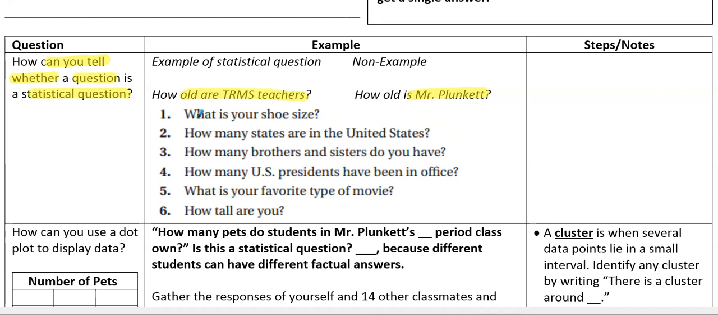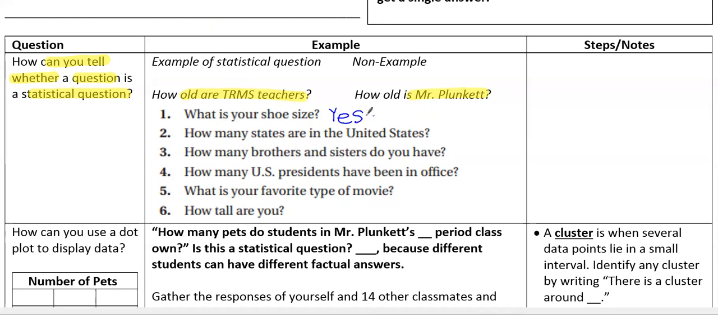So let's think about this. What is your shoe size? What is your shoe size? If you ask different people about their shoe size, then they're going to give you different answers, right? Somebody might have a shoe size of 3, another one could have a shoe size of 12. So what is your shoe size? Is that a statistical question? Yes, it is a statistical question, right?